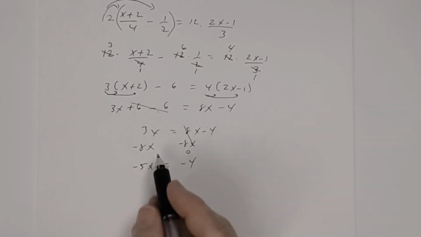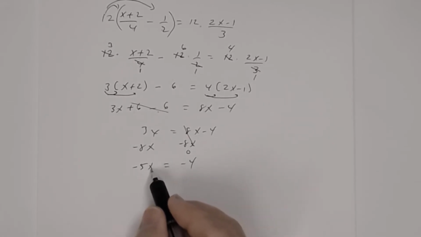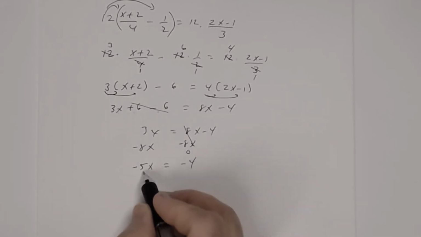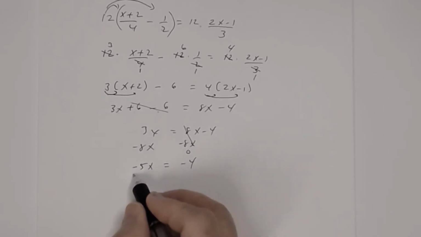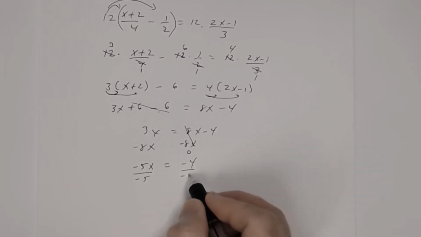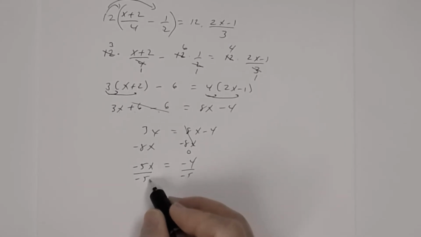Now let's go ahead and get x by itself. So right now I'm multiplying by negative 5. So the opposite of multiplying by negative 5 is to divide by negative 5. Okay, only divide by the coefficient. Don't put an x there because then you're going to say x equal, and that's not true, and that's what many students do.